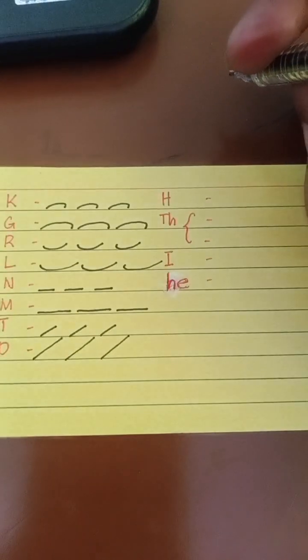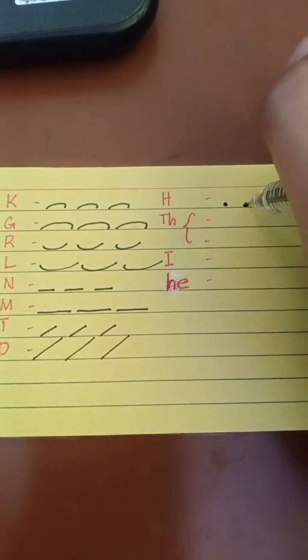Okay, next is letter H. For letter H, the stroke is only a dot sign. Okay, so just a dot. Letter H.